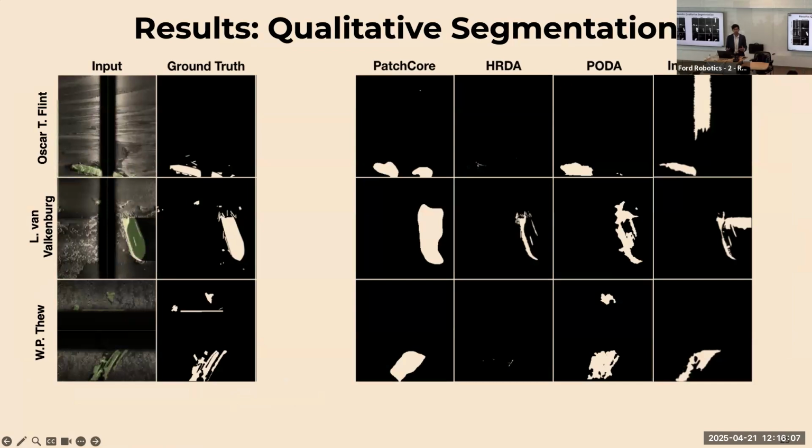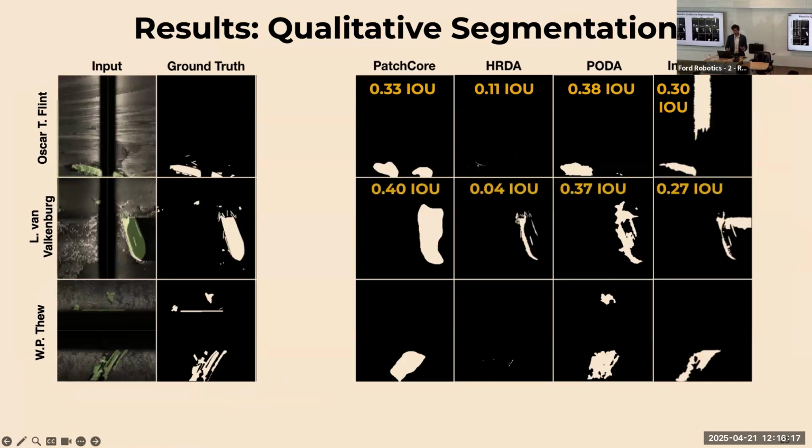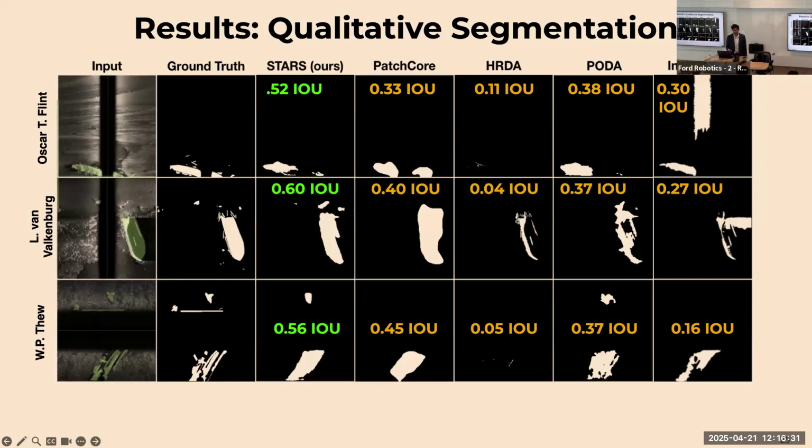IOU is a metric where higher is better, and 1 is the highest possible score you can have. You can see these methods sometimes over-segment and sometimes under-segment. Specifically, for PatchCore on the second site, we can see that it significantly over-segments the image. And for more scattered debris fields, a lot of this is being over-segmented or under-segmented as well. Our method, compared to these other baselines, has quantitatively much higher performance and is able to more accurately segment out these shipwrecks, including smaller bits of debris that are scattered around everywhere.